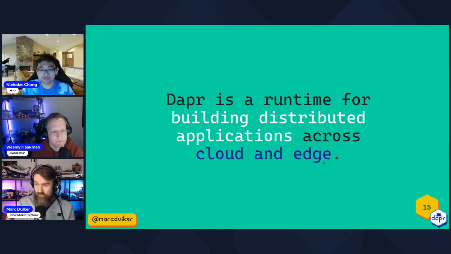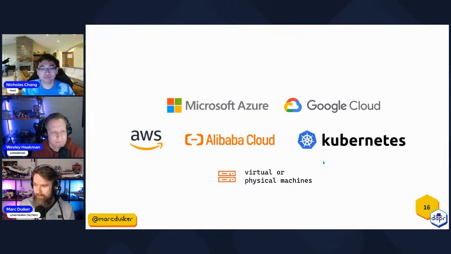So Dapr is a runtime because it runs in its own process for building distributed applications across cloud and edge. So what does it mean, cloud and edge? Well, basically it runs anywhere where you can run some form of Kubernetes. So you can run it on just plain Kubernetes, on any form of managed Kubernetes, which is of course available in any major cloud provider. And you can also just run it on your virtual or physical machine. I'll be running it on my laptop here.